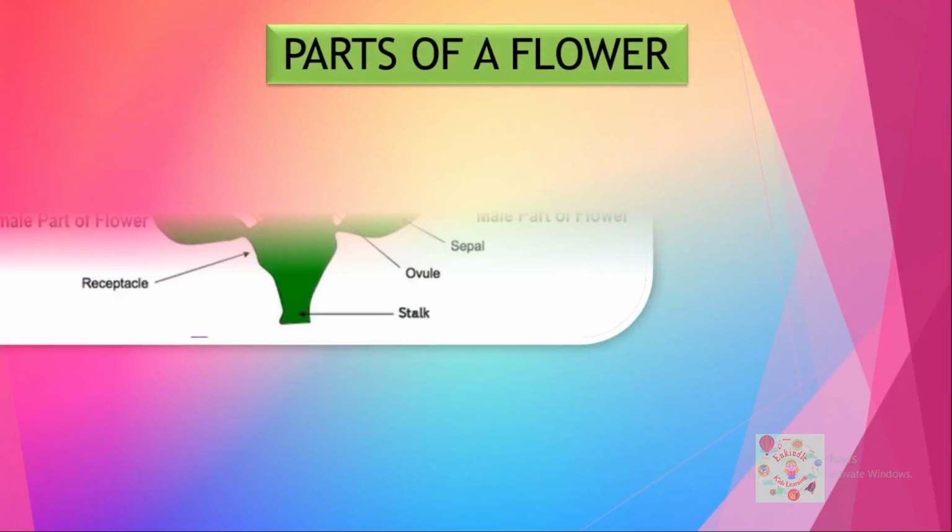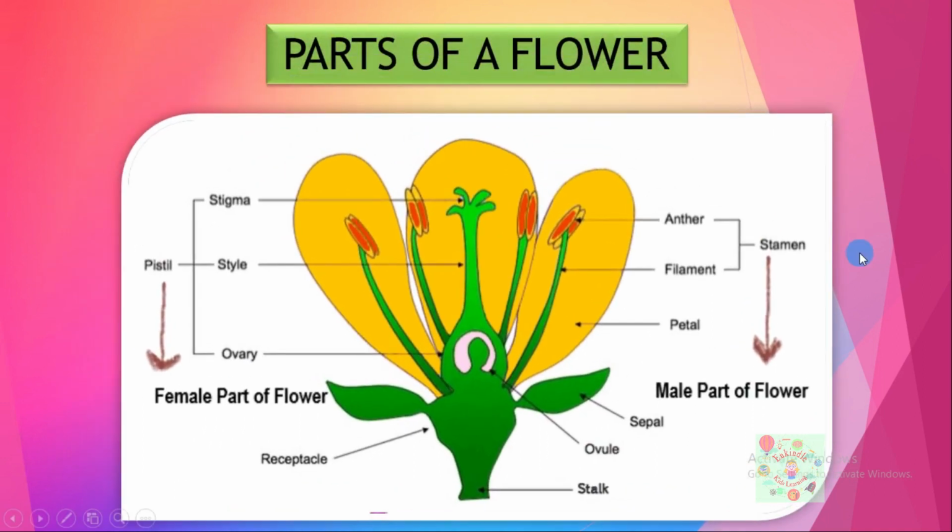So we know the parts of a flower now. Here, this is petal, this is sepal, this is ovule, this is stalk, this is the ovary, this is the style, and this is the stigma, together called pistil, whereas this is the anther and this is the filament, together called stamen.